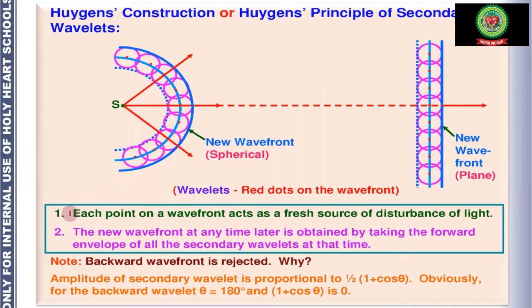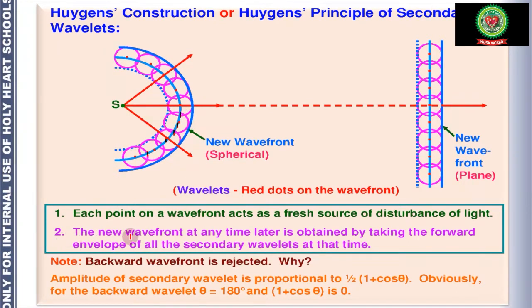So according to Huygens, the very first principle of Huygens is each point on a wavefront acts as a fresh source of disturbance of light. So whatever points we have drawn here, we can draw this point here also, or we can draw a next point here. At every point, this point gives rise to the next disturbance. It is a fresh source of next disturbance.